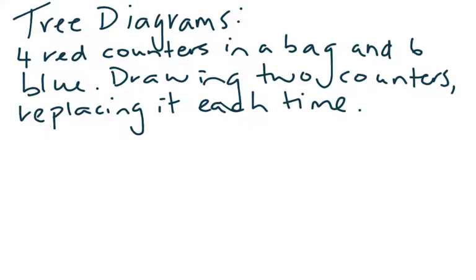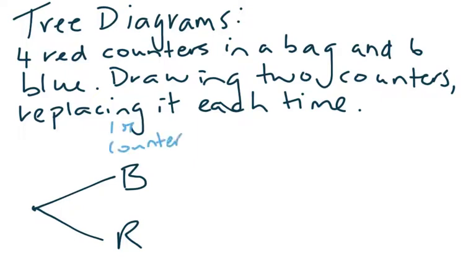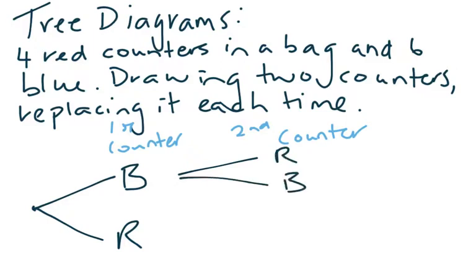Okay, so the next question is on tree diagram. We've got 4 red counters in a bag and 6 blue. We're drawing out 2 counters, but we're replacing it each time. So we're not taking the blue out and leaving it out or anything like that. We're putting it back in the bag and then drawing the second one. When we start our tree diagram, remember we start from a point and we go up, and we've got blue or red as our options for the first counter. You can write up here first counter if you want to. And then for the second counter, if we choose a blue one, we can still choose a red or a blue this time. If we choose a red one, we can still choose a red or a blue this time.